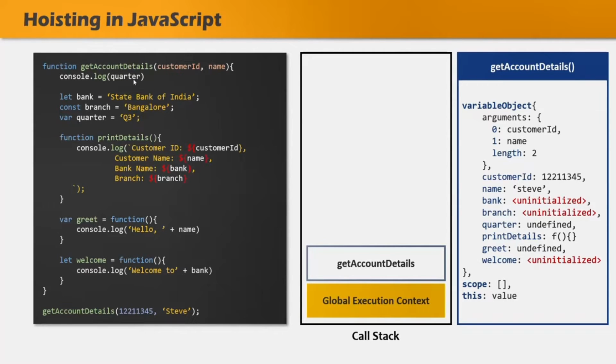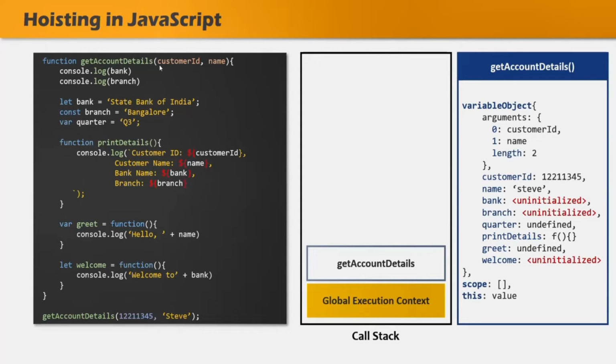Now, what about the variables declared using let and const keywords? So now in this example, it is the same example, but I have just removed the quarter variable and now I'm trying to log bank and branch. So again, when the execution phase of this execution context starts, it will find that we are trying to log the value of bank and branch. So again, the JavaScript engine will go to the variable object of the execution context of getAccountDetails, and there it will first search for these two properties, bank and branch, in the variable object.